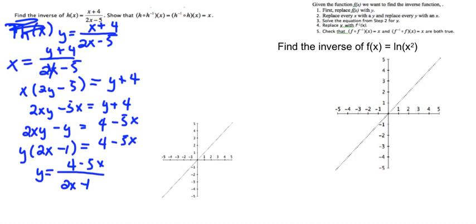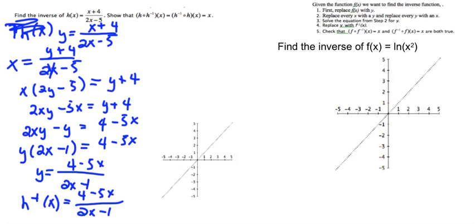I'm going to write it correctly, though. So I'll write h inverse of x is equal to 4 minus 5x over 2x minus 1. So I came up with its inverse. What I'm going to do is put these on my graphing calculator. I'll graph those to start out. I'm only going to do it one way, basically for time's sake.